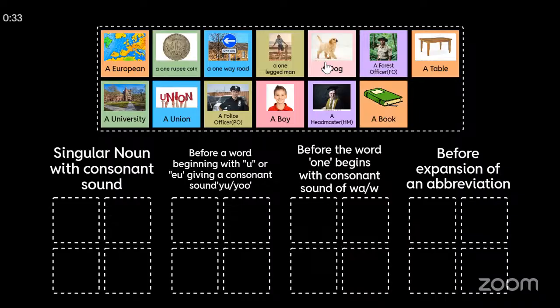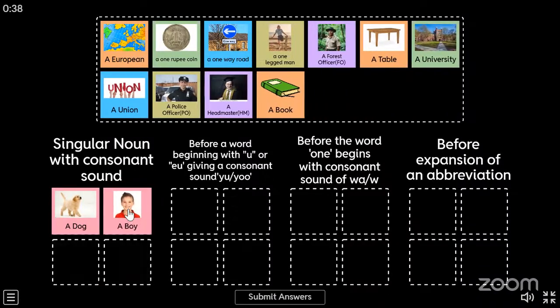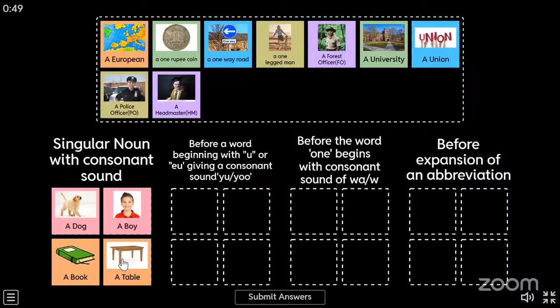Singular noun with a consonant sound we use a. A dog, good, a boy. All these are singular nouns, right? A book, very good. Great. Anything else? We are having a singular noun with a consonant sound. A table, a dog.